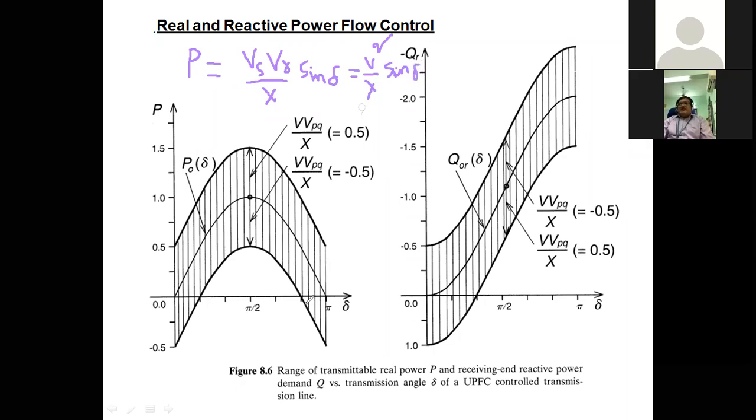Delta varies, we are assuming, from 0 to pi. Sine pi is equal to 0, sine 0 is equal to 0, and sine 90 is maximum. So here I am representing the power flow without compensator, which gives the sinusoidal term. Then, how will the UPFC have an effect on this once you inject VPQ in series with the transmission line?